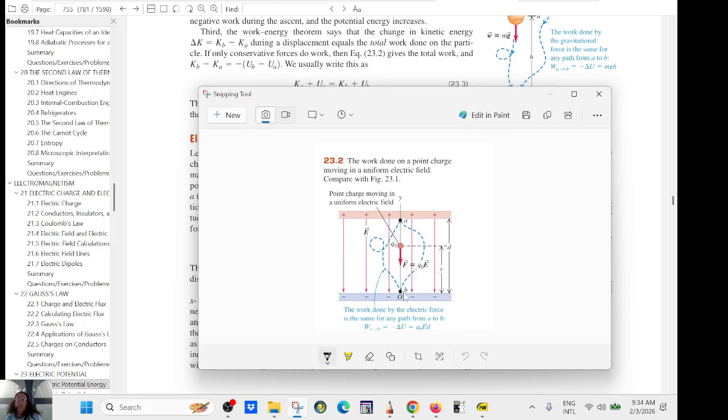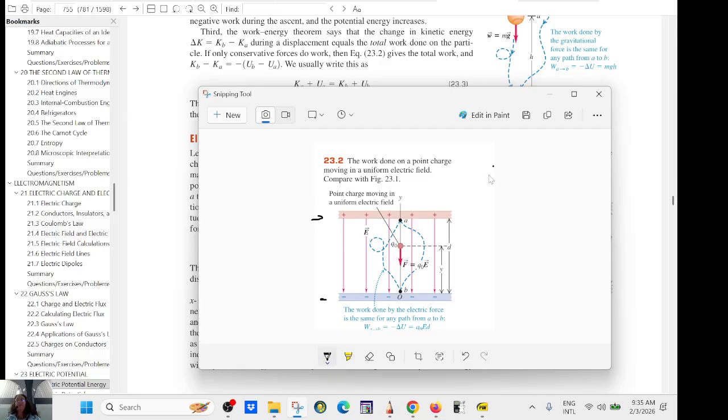The voltage between point A and point B, so this is high voltage, this is low voltage. The voltage, by definition, is going to be the electric potential energy per unit charge, meaning for 1 coulomb. So if you have 1 coulomb here and you push it against the electric field, the work that you are doing is called the voltage.